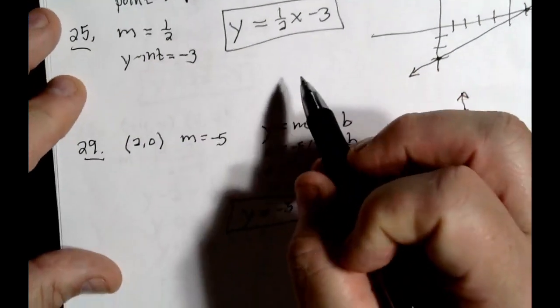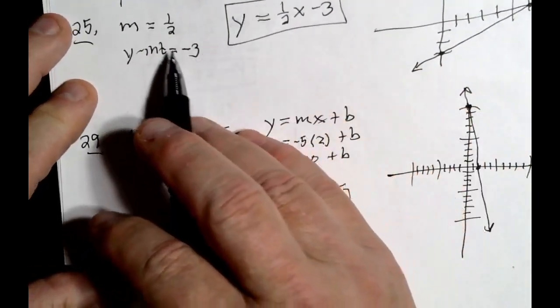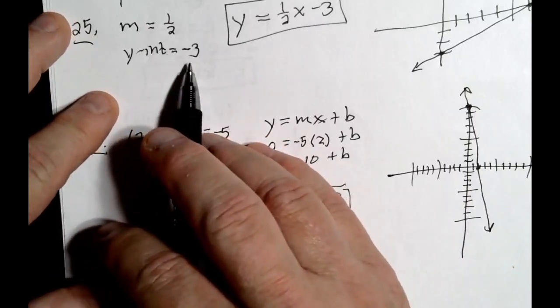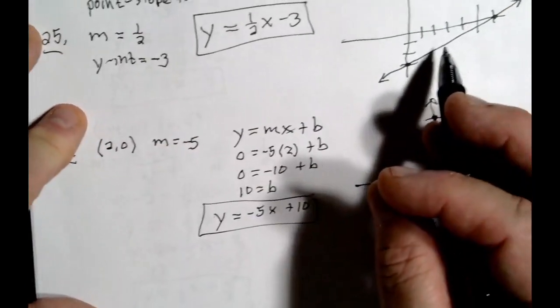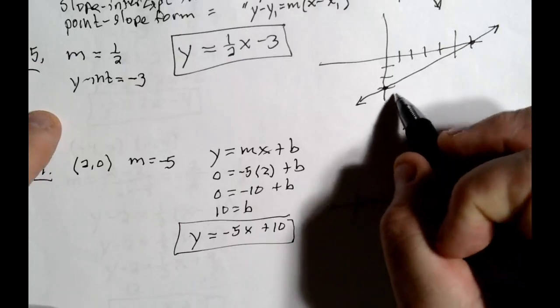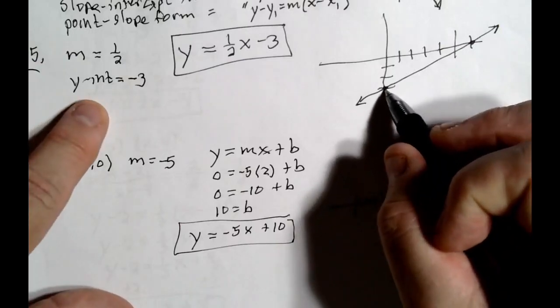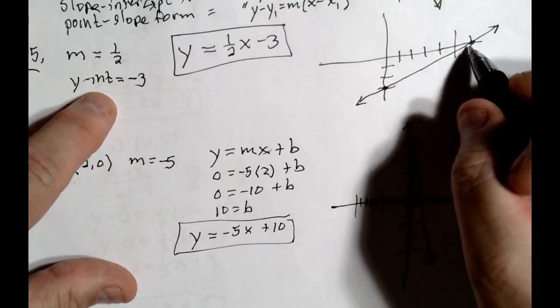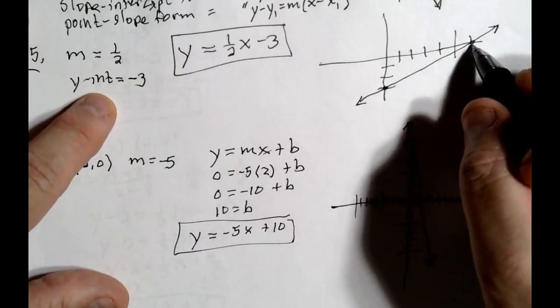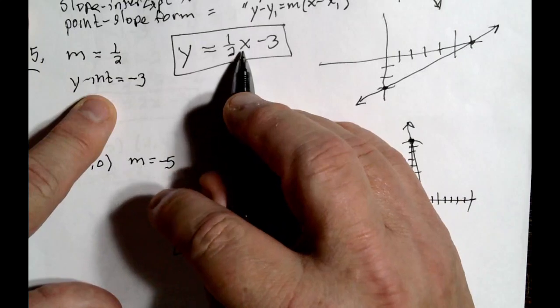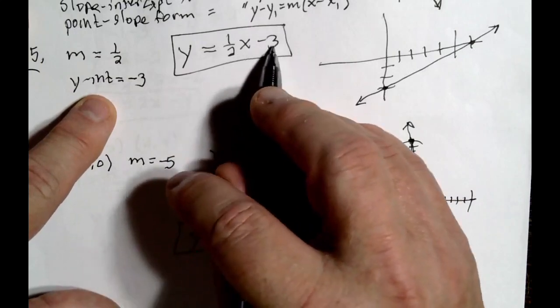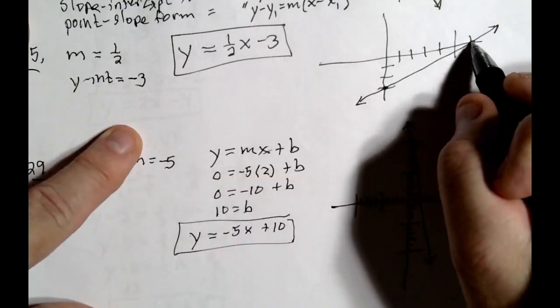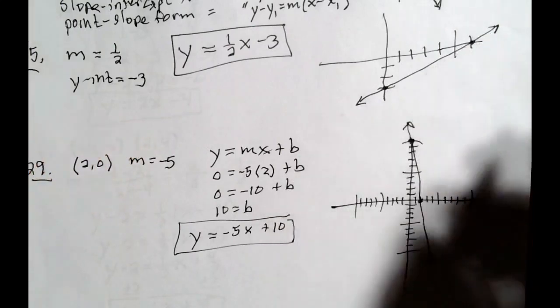Alright, so now 25, same thing. M is 1/2, y-intercept is -3, so you just plug them in. Now how do you graph those? Well, your y-intercept is at -3 where it crosses the y-axis. Your M is 1/2, but I just said what if x is 6? 6 times 1/2 is 3, 3 minus 3 is 0. So I got 2 points and I connected the dots.